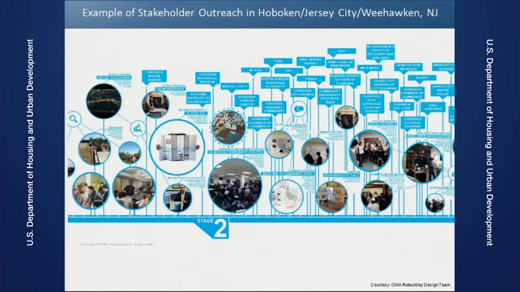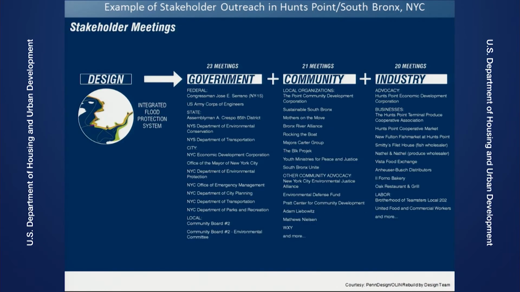This is an infographic illustrating the various stakeholder outreach activities conducted by one of the RBD design teams, the OMA team, mid-process. It demonstrates how important it is to engage everyone, from local residents at a neighborhood meeting in a community center to senior elected officials at City Hall and the state capitol. This is an example of the stakeholder outreach conducted by the Penn Design Olin team in the Hunts Point, South Bronx area. It demonstrates the numerous stakeholders engaged through dozens of meetings and how the outreach strategy targeted government, community, and industry stakeholders.